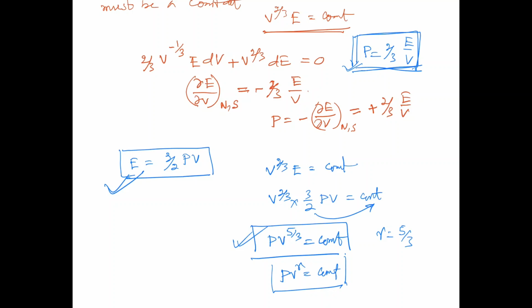We should also remember that since an explicit computation of the number omega has not yet been done, these results which we have derived, P equal to 2/3 E by V, or this equation PV to the power 5/3 equal to constant, will hold good for quantum as well as classical statistics. So this can be applied to systems which can be defined classically or which can be defined quantum mechanically.